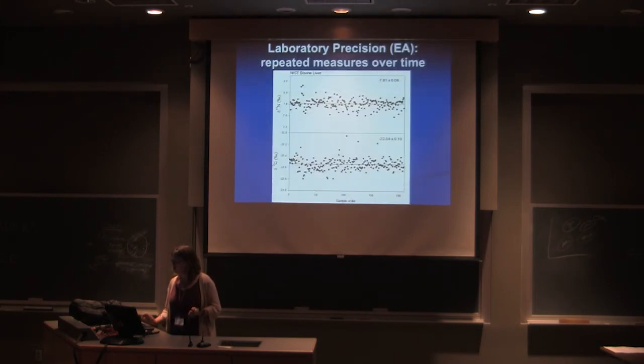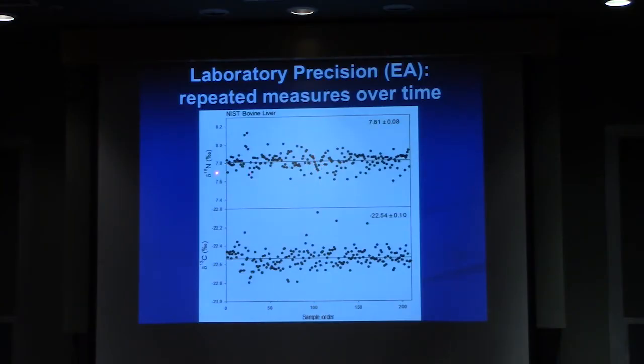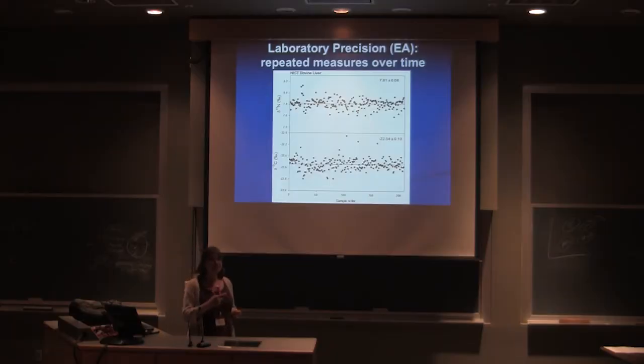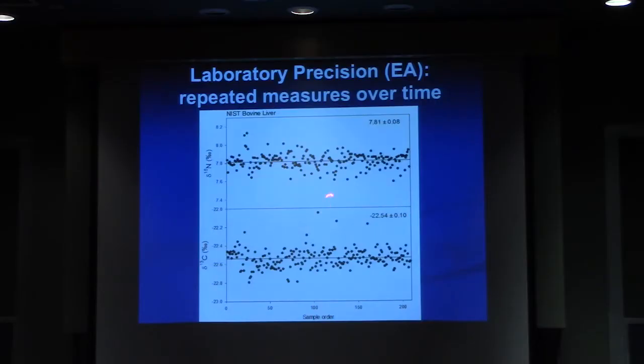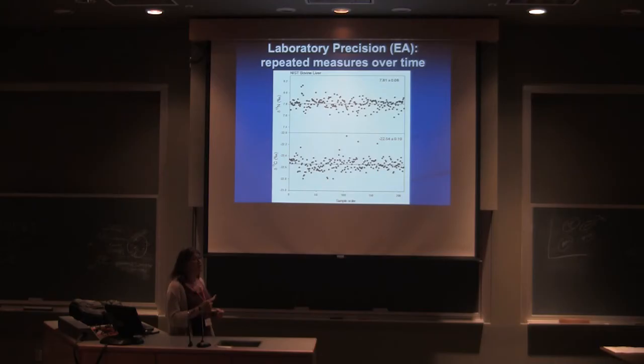This is our lab over time, what it might look like. This is a QA standard, the bovine liver from NIST, and the value that we get over time, our accuracy, and the precision that we have on that. But this isn't something you would report, because what if your samples were run on this day? Then the long-term average means nothing relative to your particular standards and your samples. So you have to pay attention to that.